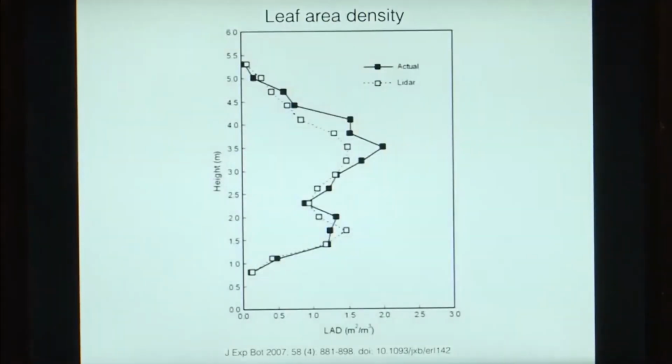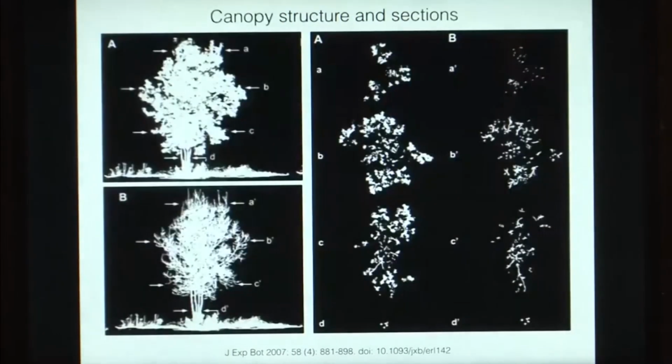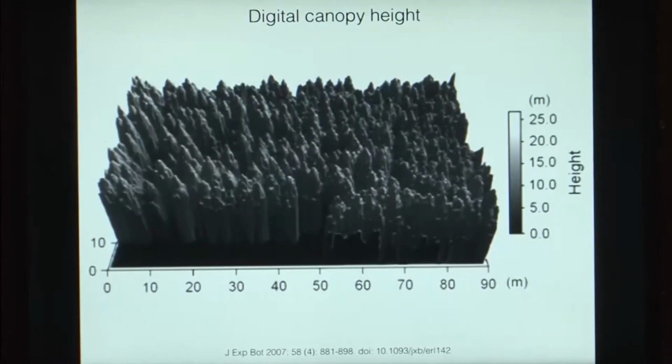Now, this 3D picture can be used to compute the leaf area density. In this graph we are seeing the leaf area density as computed from lidar and as computed physically from a tree. As we can see, there is a very good correlation between both of these. Now, if we have this 3D picture of a tree, we can also use it to compute the canopy height.